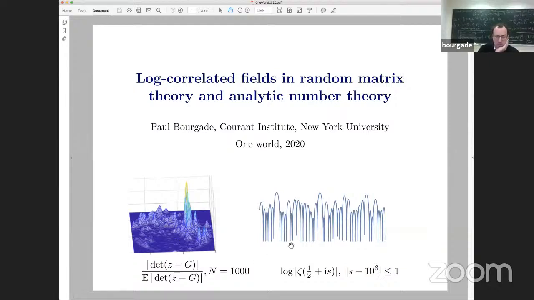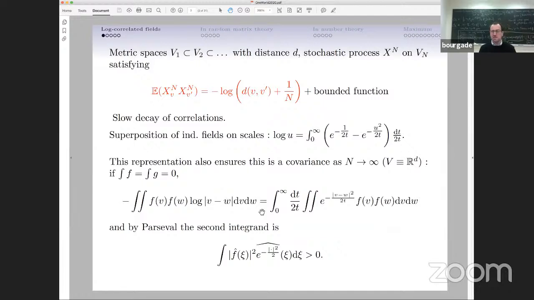I want to argue that there are some similarities with other problems. For example, a fun problem is to do that in Mathematica. You take the Riemann zeta function very high along the critical axis, say 1/2 plus is, where s is of order 10 to the 6. And you obtain this kind of graph here. And I want to argue that both of these models are log correlated. The values you observe on both, in dimension 2 or dimension 1, are log correlated. So what is a log correlated field?